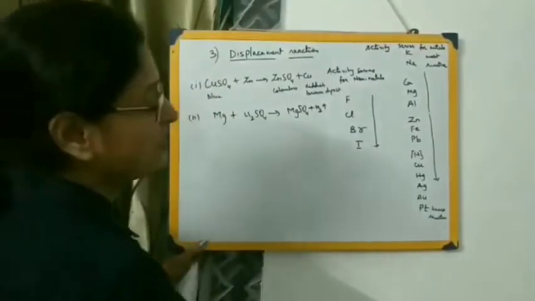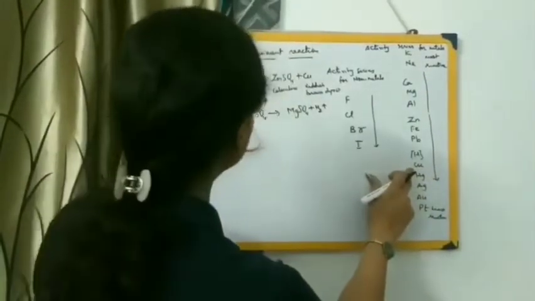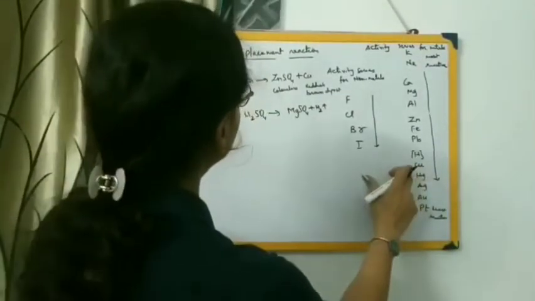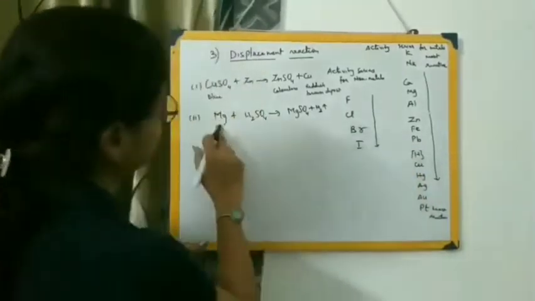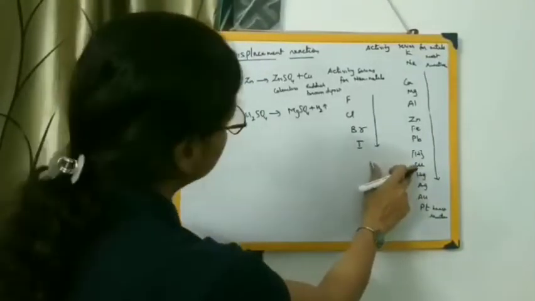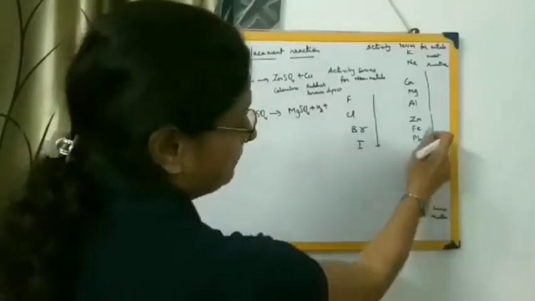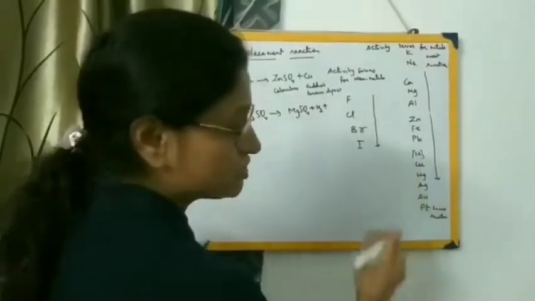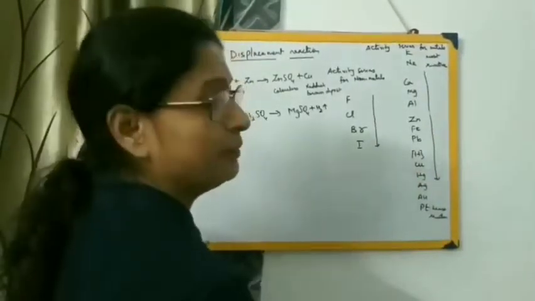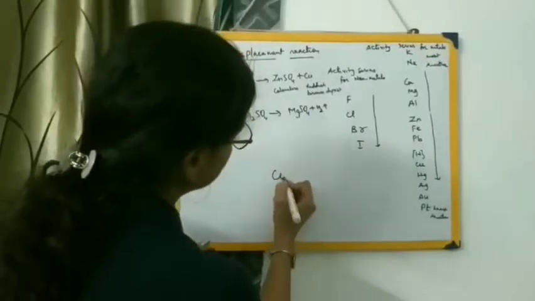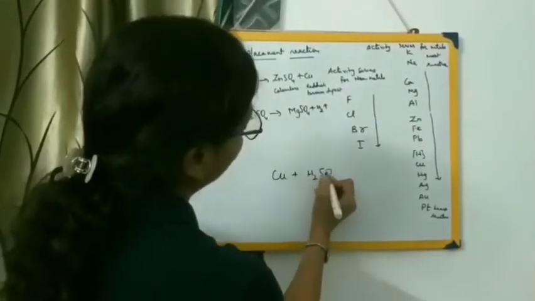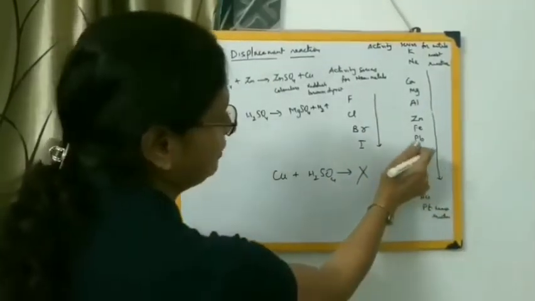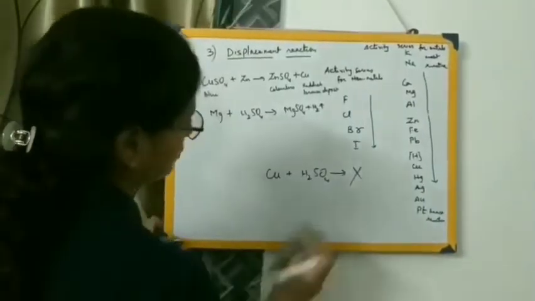But suppose we consider copper and sulfuric acid. Instead of magnesium, if I take copper, that is Cu plus H2SO4, will it displace hydrogen from here? No, because copper is down in the activity series. Any element which is down in the activity series will not displace the element which is above it. So if I write Cu plus H2SO4, no reaction will take place. In fact, it would be wrong to write it in this way, because copper is lower in the activity series. It is not going to displace hydrogen from here.